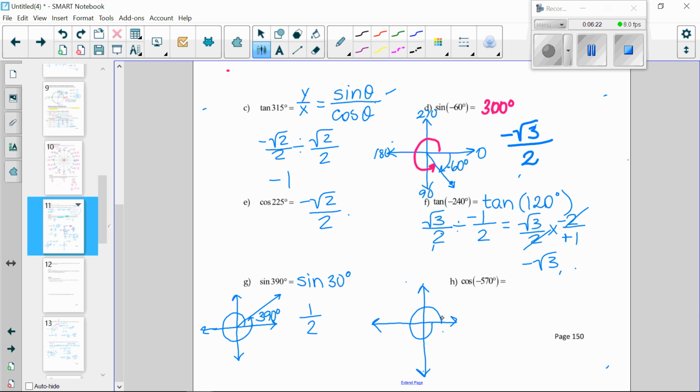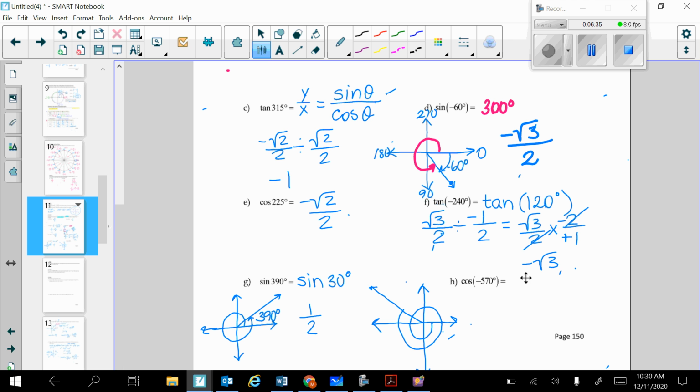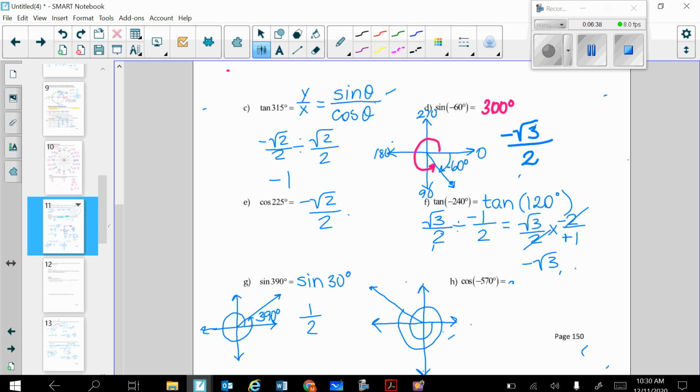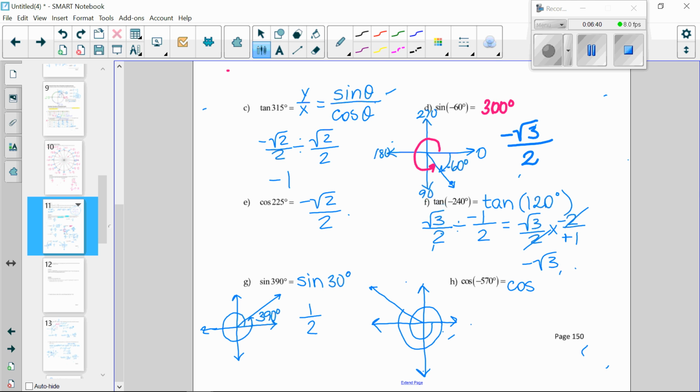360 degrees, plus 210, which is going to land me roughly here. And cos negative 570 degrees is equal to cos negative 210 degrees, which falls on 150 degrees. Okay, so I'm going to find cos 150, which gives me negative root 3 over 2.